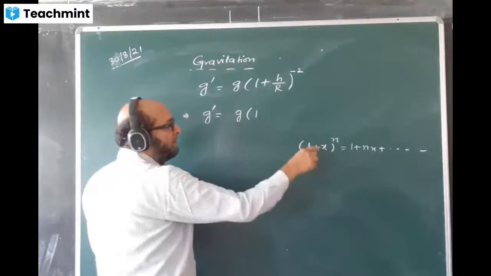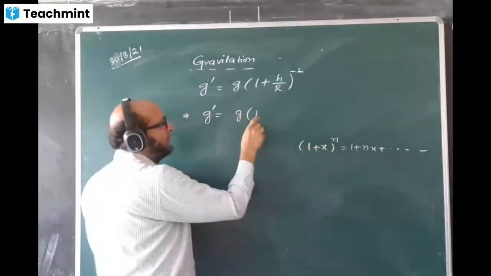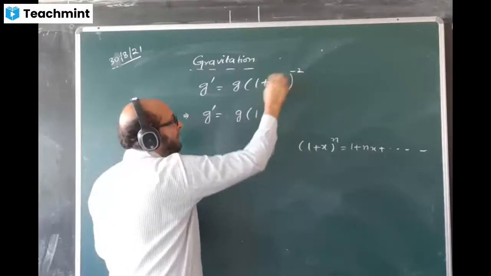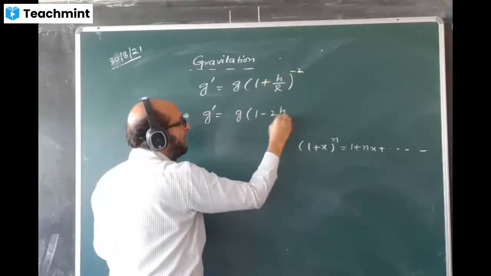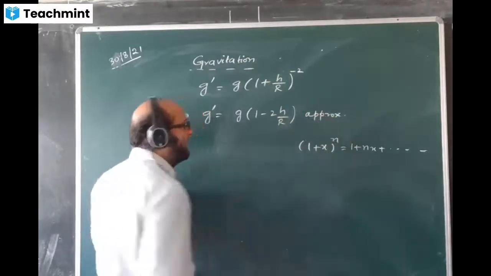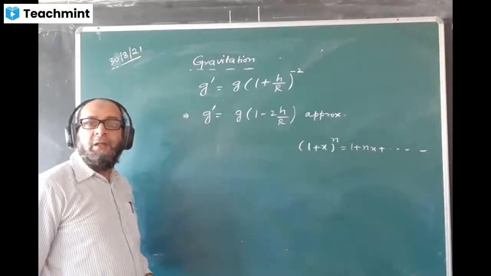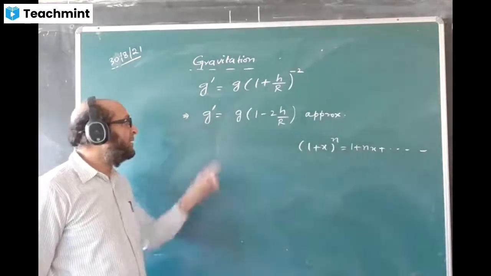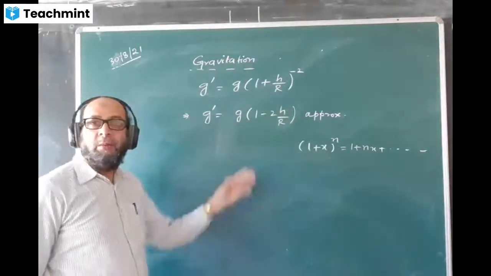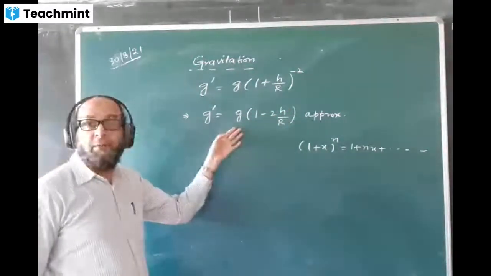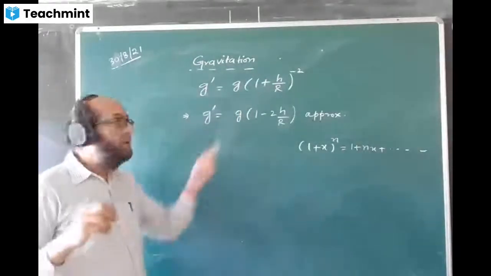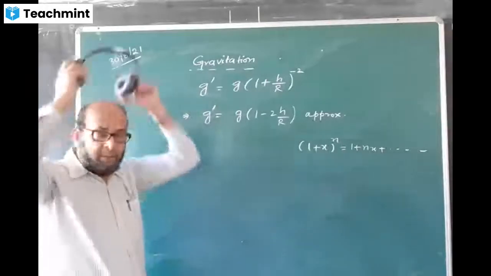This is the formula which will give the approximate value. Here the entire thing is like x. I multiply, and this becomes 1 minus 2h by r. And here we write approximately. From the previous class, g dash is equal to g bracket 1 minus 2h by r, approximately. This formula we will not use for numerical problems. For numericals, we will apply the earlier formula only.